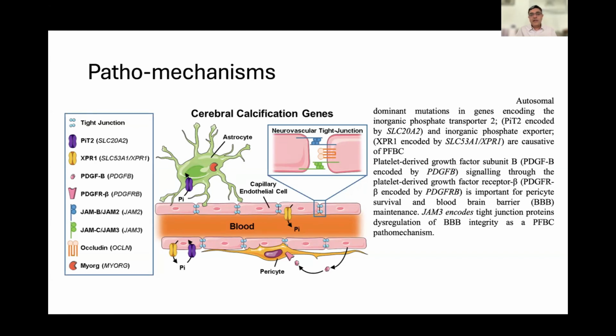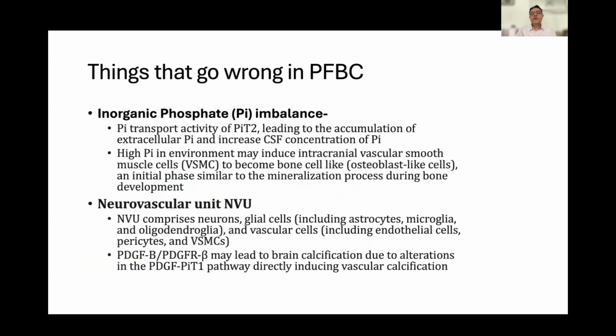The other key aspect of all of this is a compound called inorganic phosphate, or PI as it's labeled here. And there's a transporter of PI, the inorganic phosphate transporter, which is very crucial. You can imagine that when we talk about bone, and I just mentioned the calcium looks very much like bone, there is a combination of calcium and phosphate that creates the bone. And calcium and phosphate metabolisms are very closely linked together. So interestingly, it's the phosphate transporters that are very, very important in this condition. So the things we know that go wrong in PFBC is that there's an inorganic phosphate imbalance.